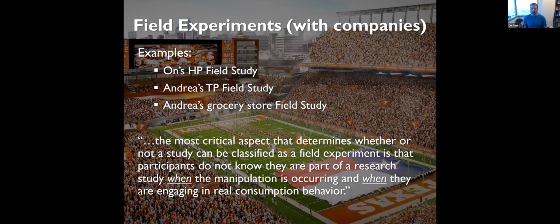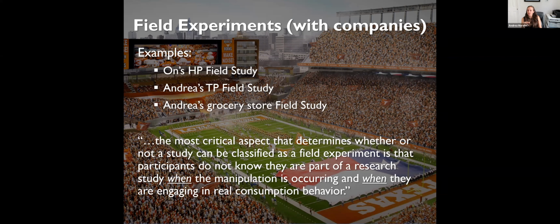But we're going to talk about a lot of other types of field studies that are much more in your control, that are even doable as a PhD student, that we recommend you give a try if you can. So, this HP.